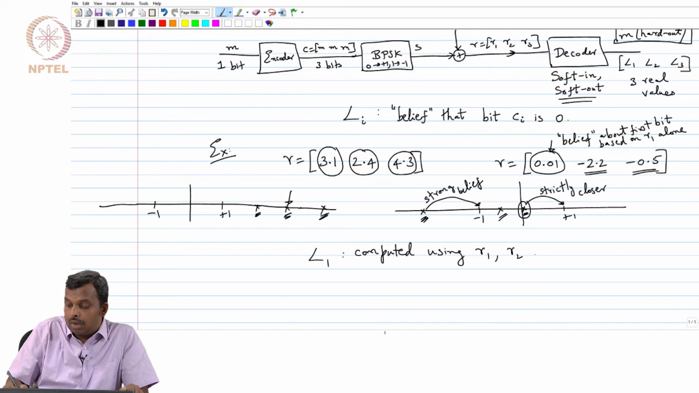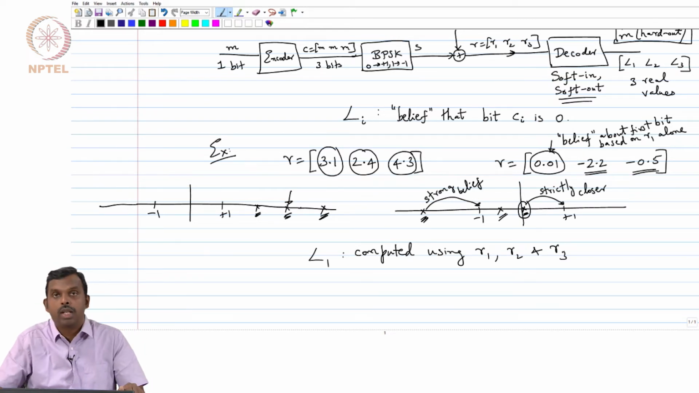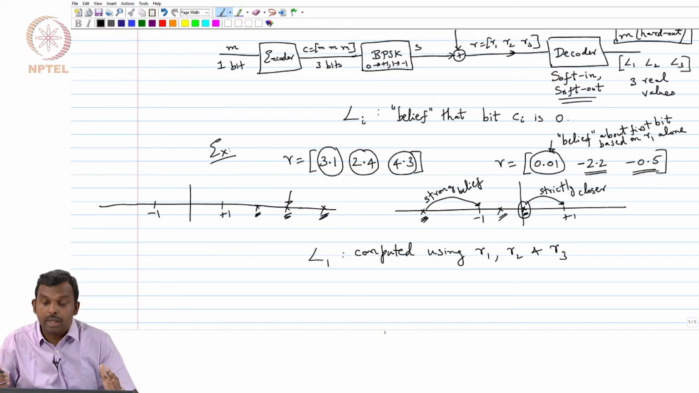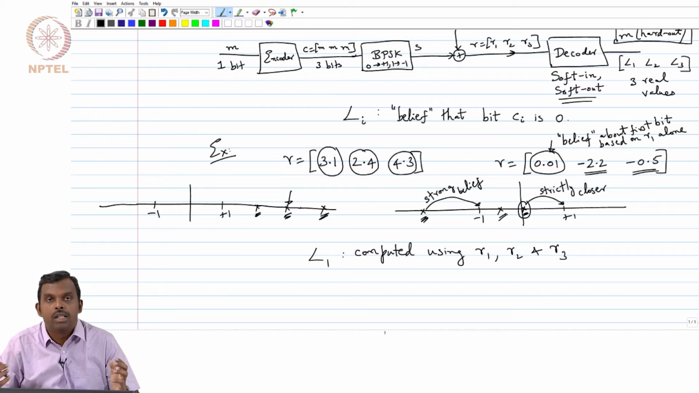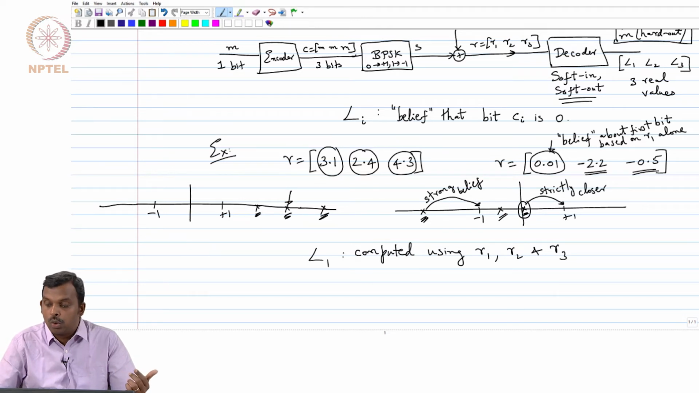from R1, R2 and R3. Okay. R1 tells you directly what it is for the first bit, but then the second bit and third bit are also the same. So you need to figure out how to combine R1 and R2 and R3 to tell you about L1. Okay. So now how to do this combination? There's lots of intuition that one could use and maybe directly decide. It turns out, I'll give you the answer first and then I'll tell you how to derive this.